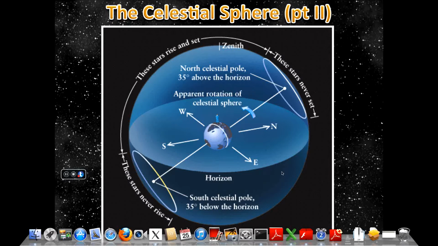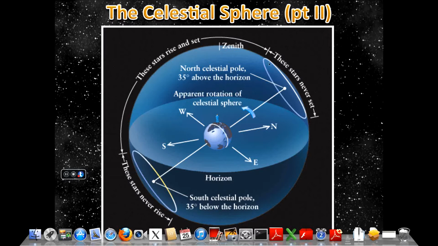There'll be stars down here that he can't currently see, but wait a little while and they will rise and set. However, there are some stars down here that, as the Earth turns and the celestial sphere appears to turn, will never come above the horizon. This is one of the reasons we need to have observatories all over the world. From a northern hemisphere location, there are some stars in the southern hemisphere that you cannot see, and vice versa.